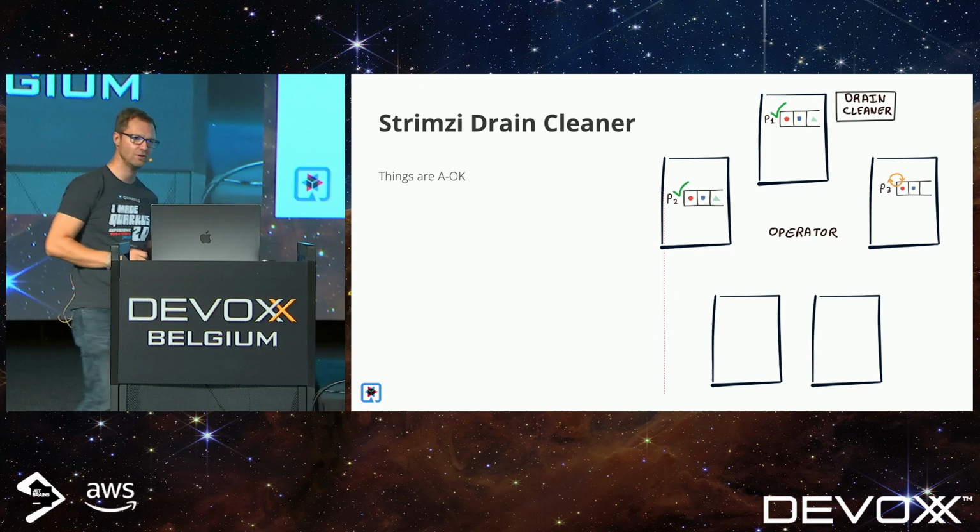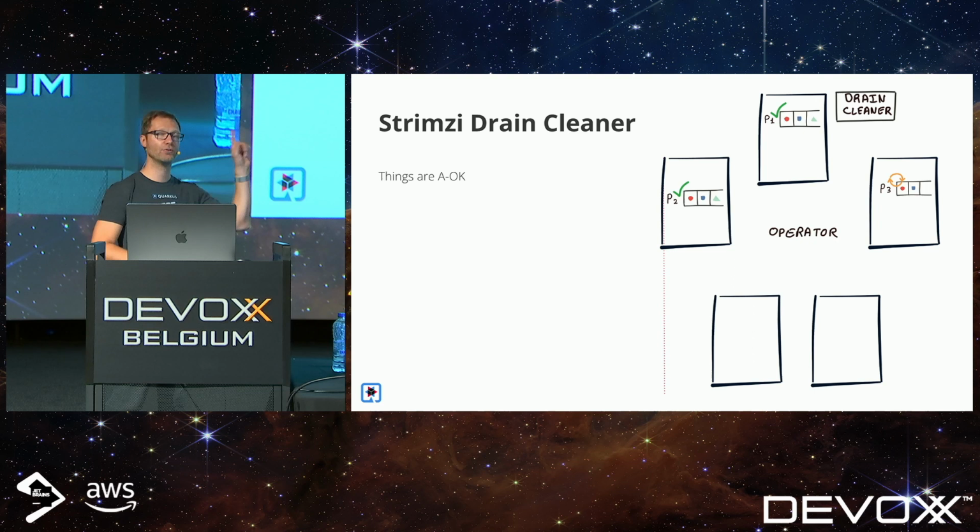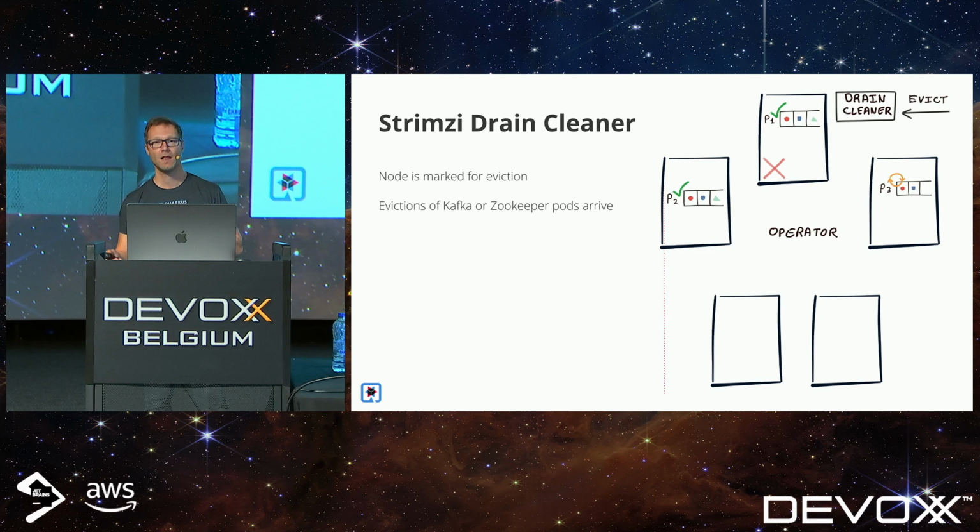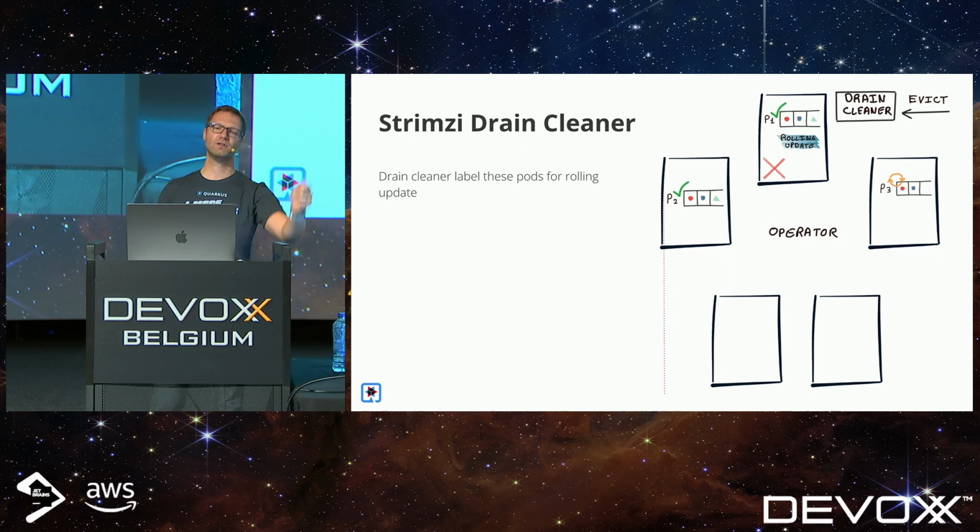Same example, we've got a 3 replication partition, and one of them is not in sync. And we've got this drain cleaner, which is like a process running somewhere on the Kubernetes cluster. There is a request to evict the P1 pod, right? Okay. The drain cleaner will say, I'll deal with it, don't mention it. The drain cleaner will do a soft evict, which is literally putting an annotation on that pod saying, hey, please do the rolling upgrade, operator.